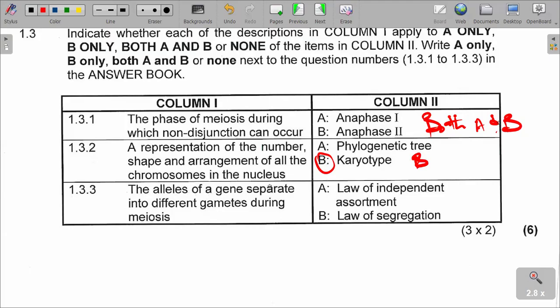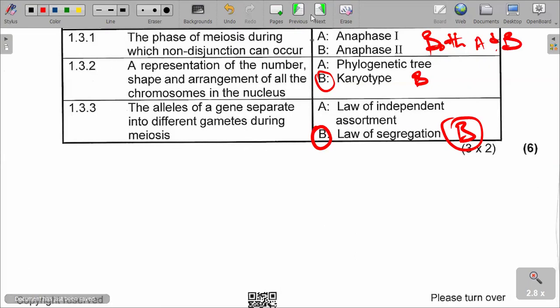The alleles of a gene separate into different gametes during meiosis. We say that this also happens. They do so according to the law of segregation. Law of segregation, which is B, and then we can go to the next question.